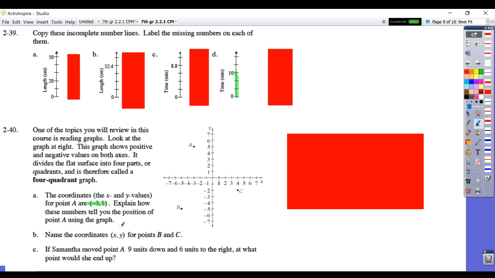And then they want you to name the coordinates, again in this format, parentheses, number, comma, number, parentheses, for point B and point C. And then part C says if we took point A and we moved that point 9 units down and 6 units to the right, where will it land? So if we move it exactly 9 units down and 6 units to the right, what would be the new coordinate?